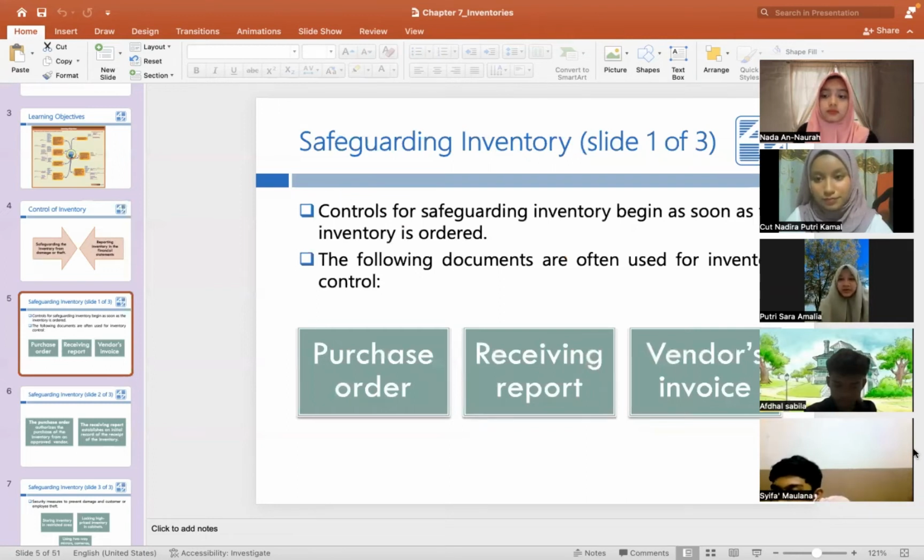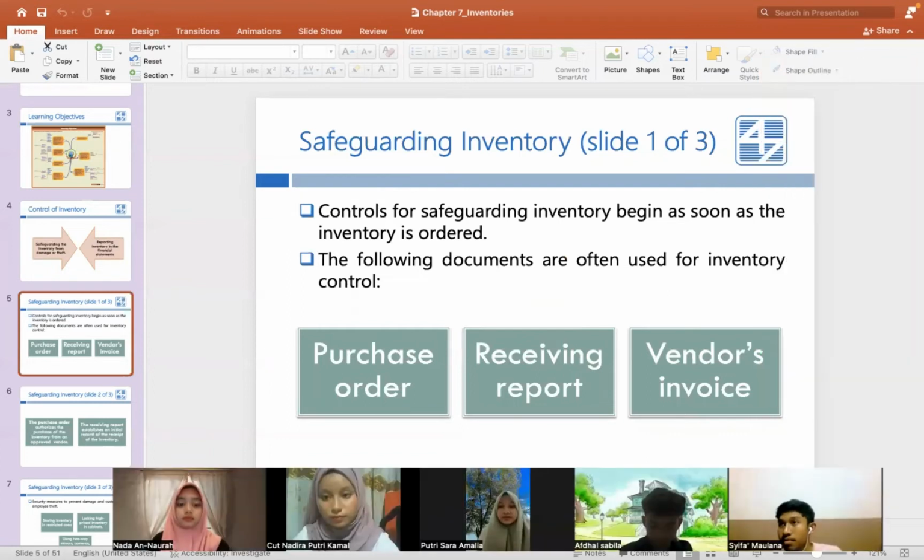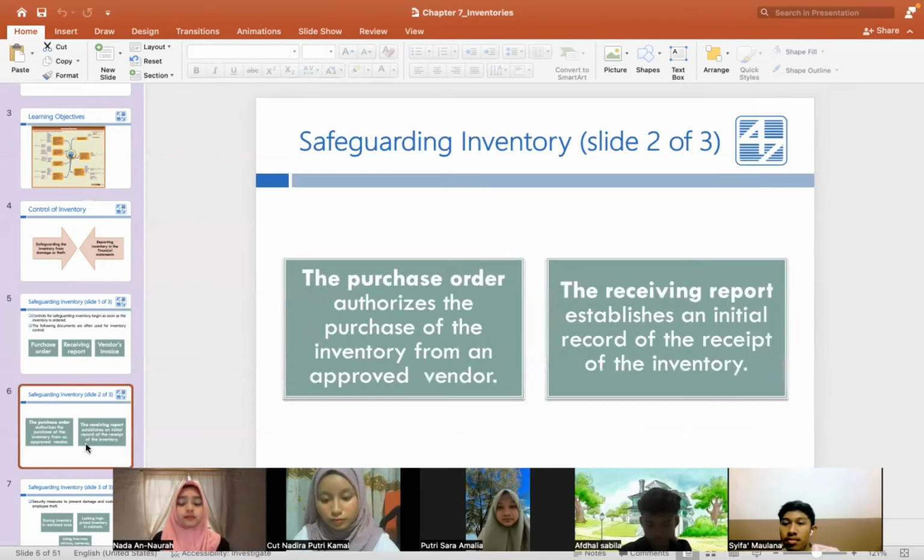The following documents are often used for inventory control: purchase order, receiving report, and vendor's invoice. The purchase order authorizes the purchase of the inventory from an approved vendor, and the receiving report establishes an initial record of the receipt of the inventory.